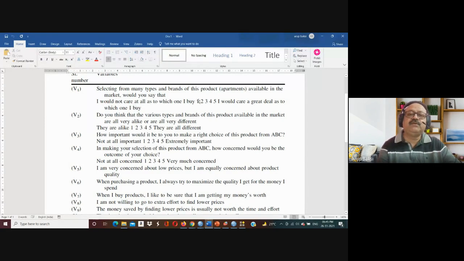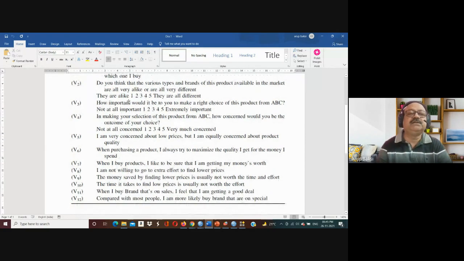It is given 1 to a maximum 5. I would care a great deal as to which one to buy. So if I care a great deal as to which one I buy, I will go for 5. And if I don't care at all, I can select any one without being very careful about which one I am buying, that is 1. So I'm using a 5-point scale. This particular company is using a 5-point Likert scale or an interval scale to generate the response. So for every variable, they have fixed this particular scale.